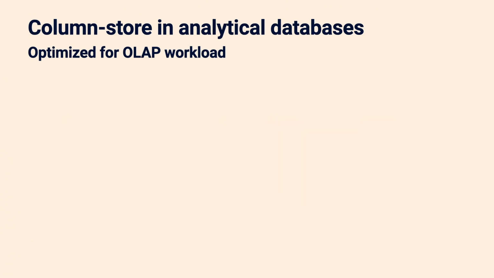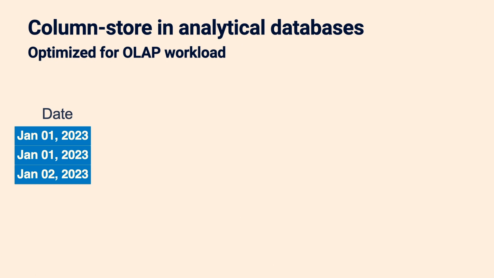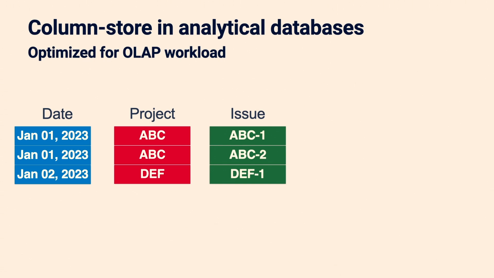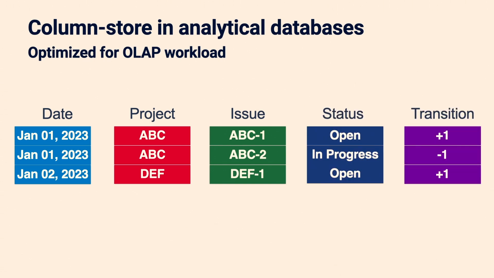And therefore, a while ago, a new type of analytical database appeared which uses column-based storage, and which is optimized for online analytical processing. In these databases, the columns are stored together. So, for example, we had a date column, and we store these together, then project key, issue key, statuses, and then some transition measures.